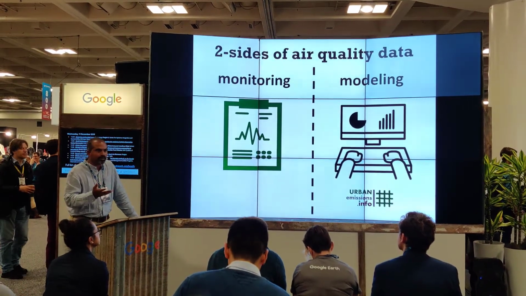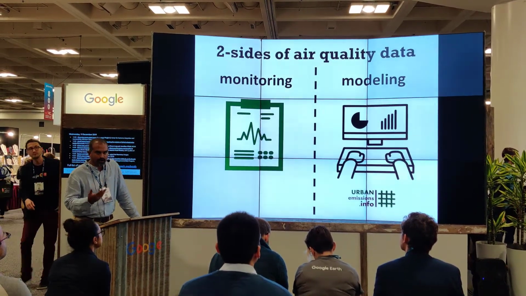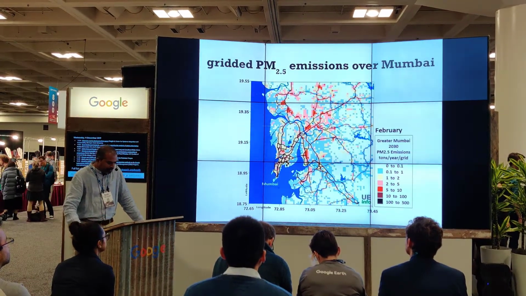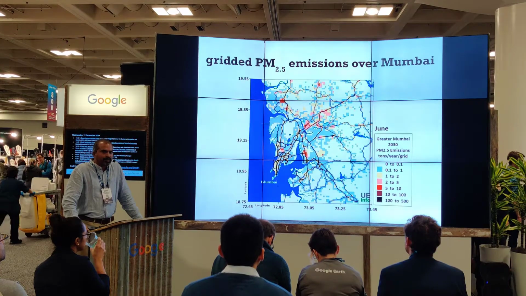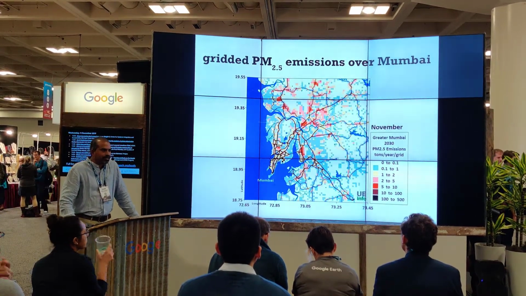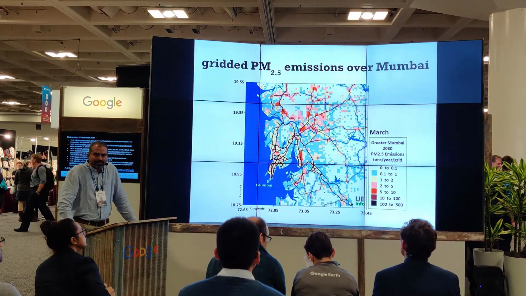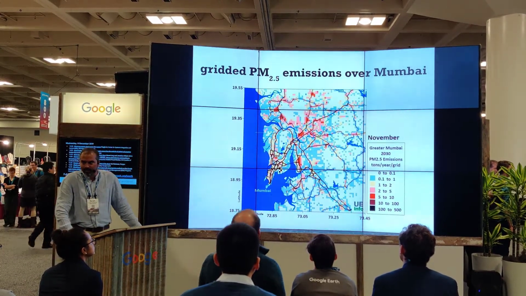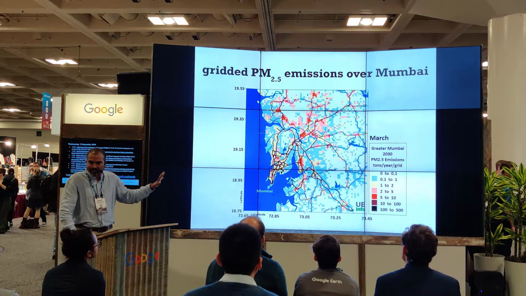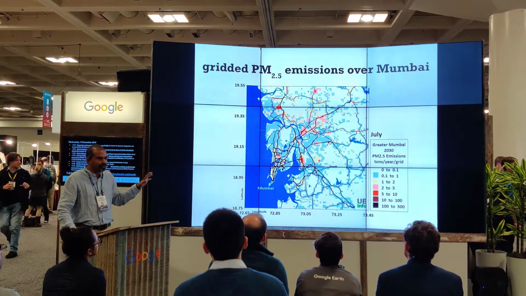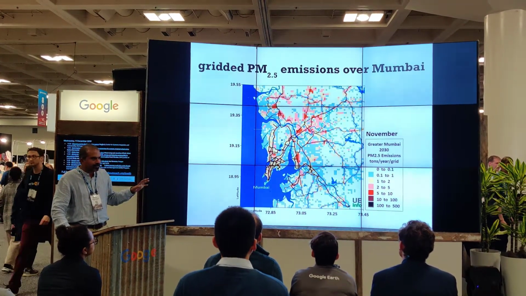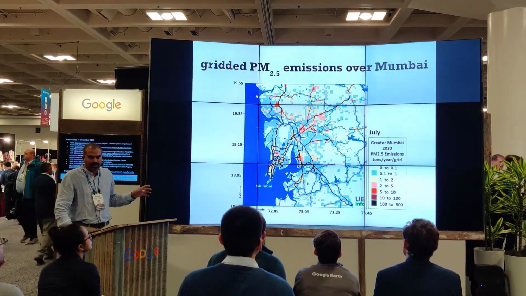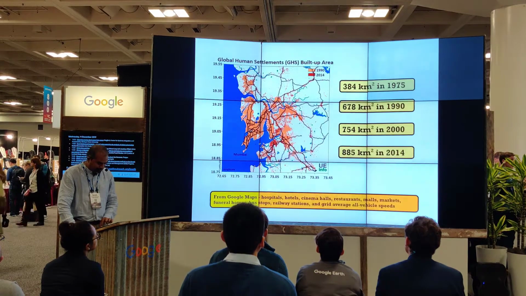So in the absence of monitoring, you have to do a lot of modeling work to understand where the pollution is coming from. If you look at where, spatially or temporally, these hotspots are within the city, a plot for Mumbai will look like this. But to get to this point, a lot of resources need to be put together to answer the where question.